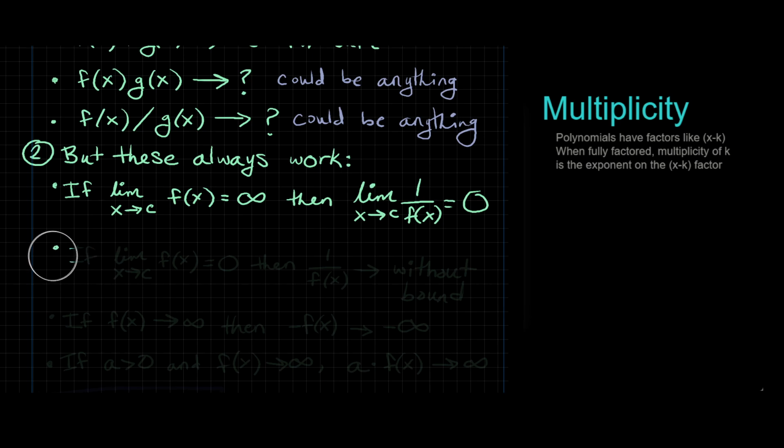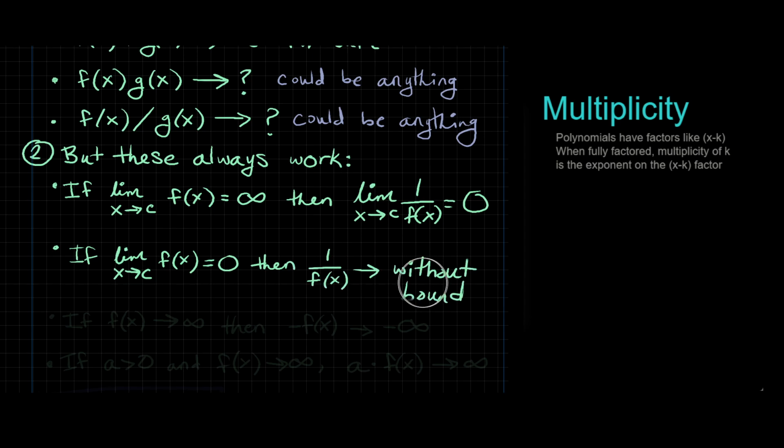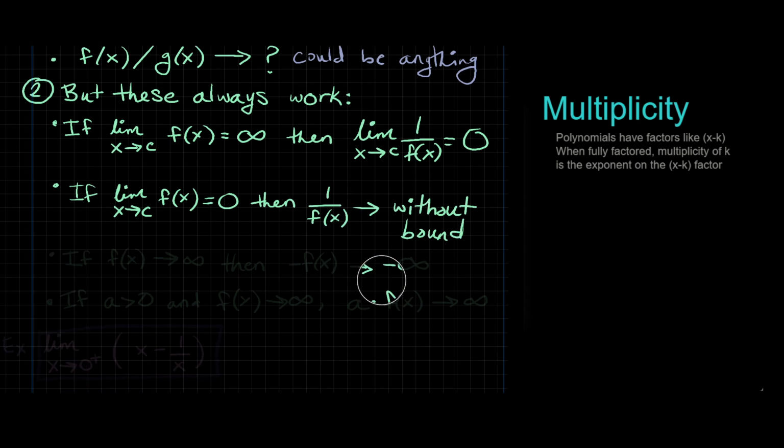If a function is going to 0, 1 over that function is going to shoot off without bound. That could be from the left or from the right. It depends on how exactly f gets to 0. Does it get there by way of negative numbers or positive numbers, or maybe it's oscillating, right? Whatever happens, there's going to be some kind of increase or decrease without bound here. If a function goes to infinity, then the negative version of that function will go to negative infinity. That should seem intuitive.